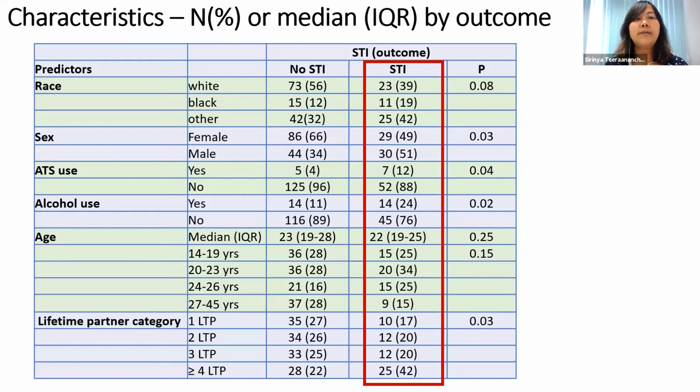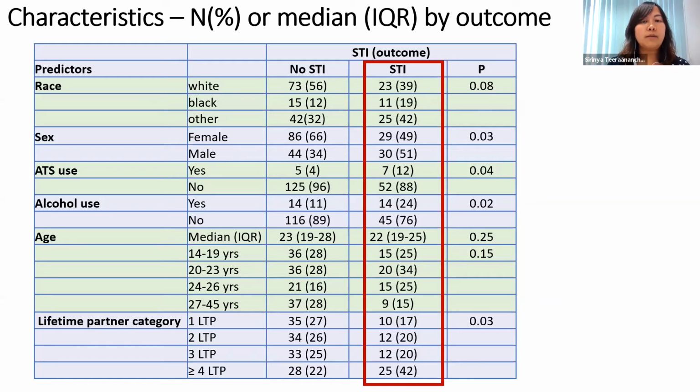And this table shows the baseline characteristics for all predictors. I will classify into STI groups, and you will see the proportion of having STI and not having STI. For gender, you will see that 51% of males have a higher STI than females.